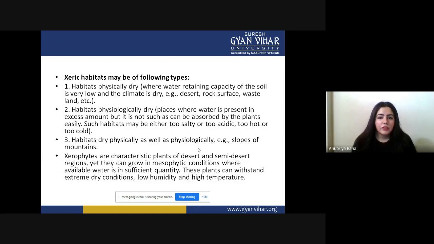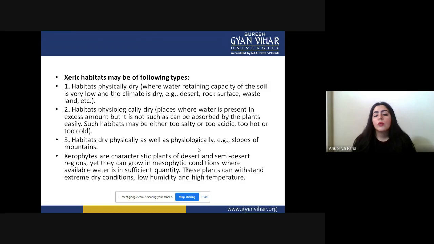So mesophyte condition means the plant needs a normal amount of water, not too much and not very little. The normal condition of the plant is called the mesophytic condition. These xerophyte plants, or you can say xeric plants, can also grow inside mesophytic conditions, where available water is in sufficient quantity. These plants can withstand extreme dry conditions, low humidity, and high temperature.